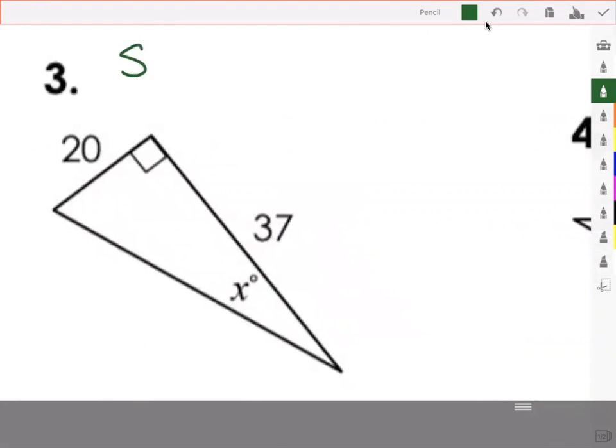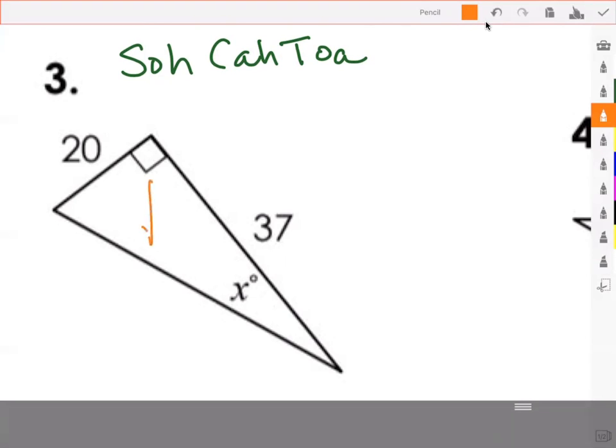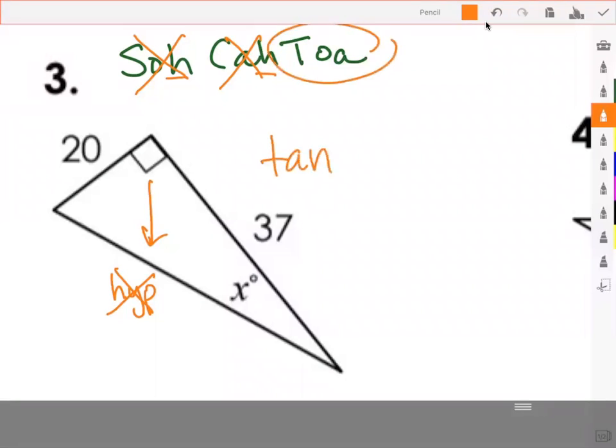All right, so SOHCAHTOA. Let's identify our sides first. So hypotenuse is over here, but there's not any information over here, so I don't have a hypotenuse, which means it's not going to be SO or K, because both of those involve a hypotenuse, right? So that leaves me with TOA. So this is going to be tangent.